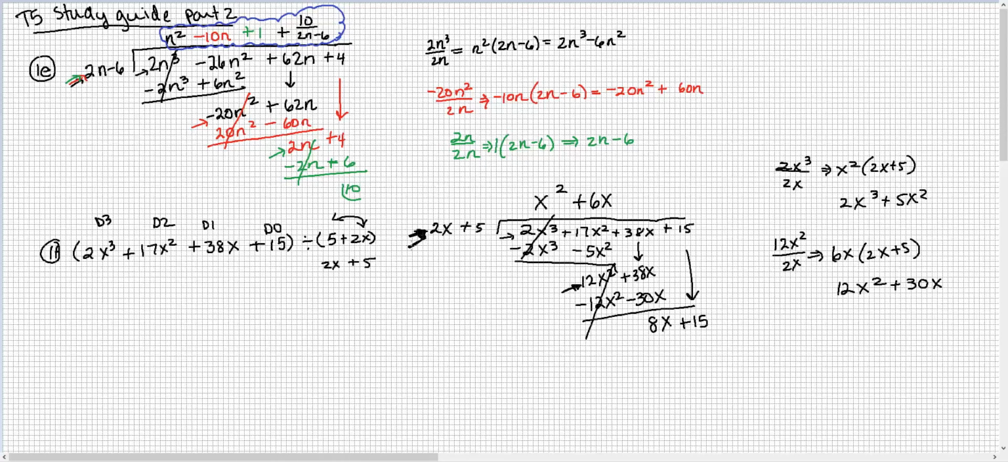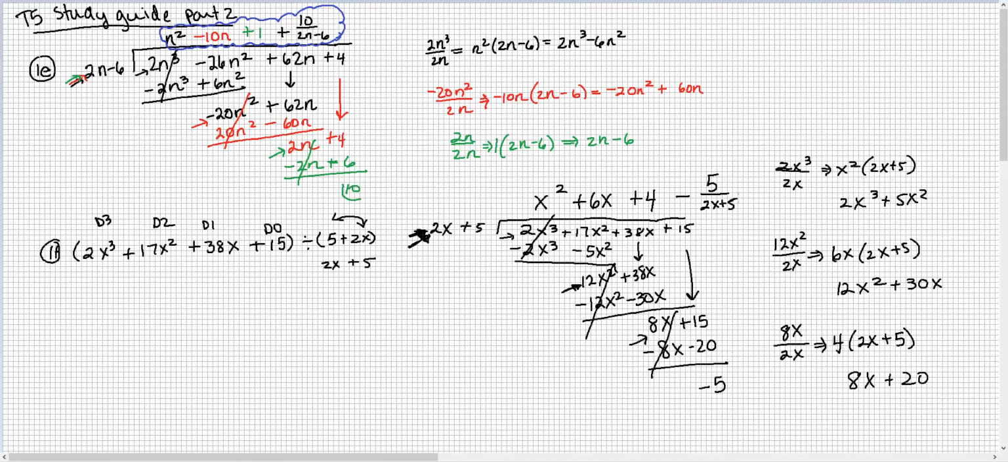And next you ask yourself again, how many times does 2x go into this first term, which is 8x? So 8x divided by 2x is 4. So it goes in 4 times. 4 times 2x plus 5 gives you 8x plus 20. Over here we have to change the signs. Then we get negative 5 as the remainder. So minus 5 over 2x plus 5. Right? And then this would be the answer.